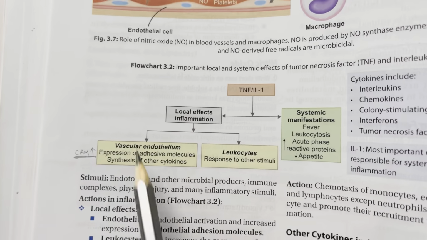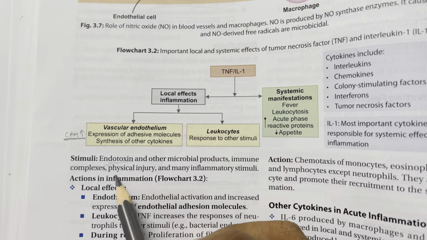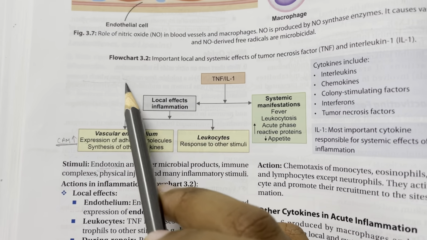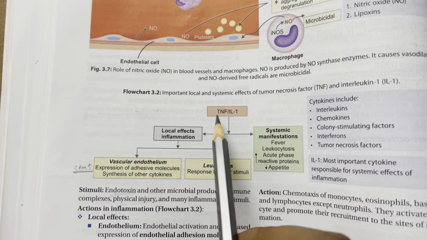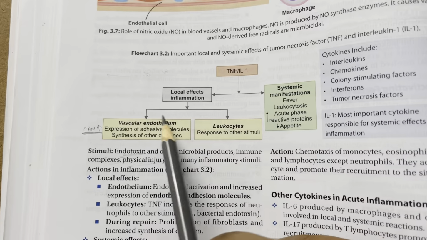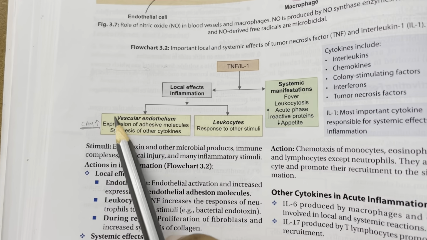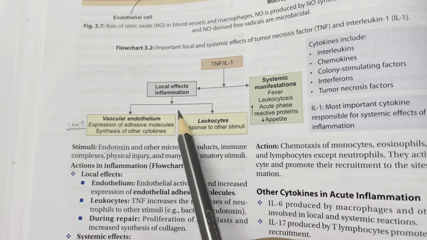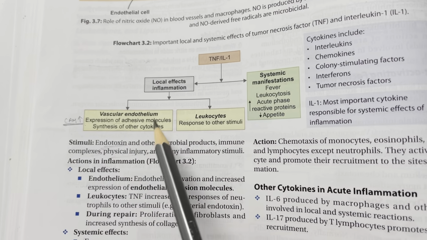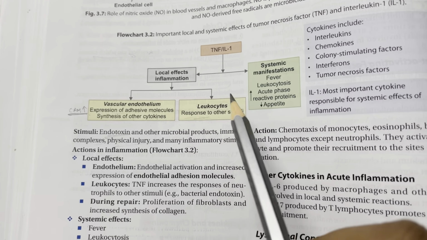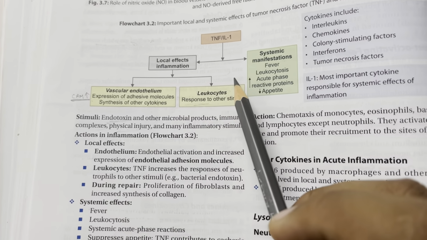Basically, whenever there is a stimulus such as physical injury, inflammatory injury, immune complexes or endotoxins, they stimulate the macrophages to release TNF and IL-1. They have local effects. On the vascular endothelium, they increase cell adhesion molecule expression, and they help in the synthesis of other cytokines. Leukocytes become responsive to other cytokines as well as other stimuli such as endotoxins or LPS.